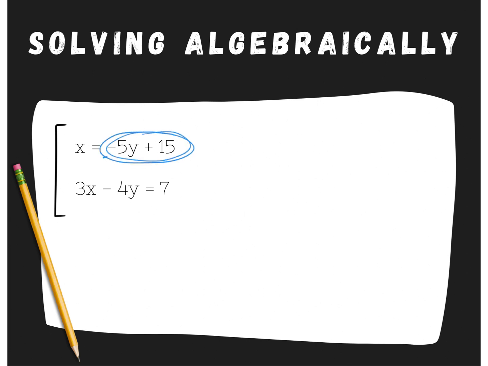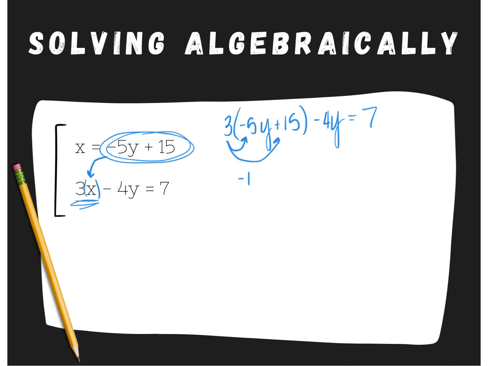So I can take that negative 5y plus 15 and I can plug it in instead of x in my second equation. Now, when I do that, it's going to be really important to use parentheses just like I'm doing here. That helps me keep the entire x value together because in this equation, I know that I need to multiply 3 by the entire x value. I'll still bring over my minus 4y and my equals 7, and now I've got a whole equation I can solve. So my first step is going to be to distribute that 3.